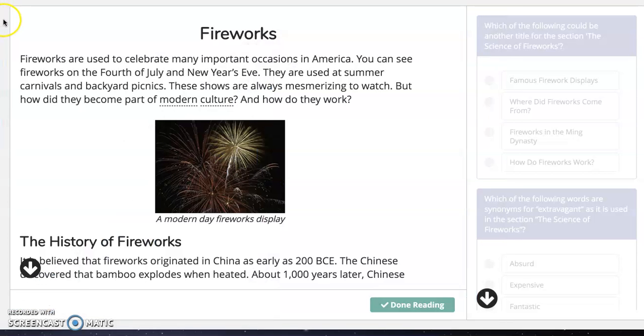So let's go ahead and look at what we're going to be reading today. It is called Fireworks. We're going to be looking at some fireworks. We're going to go ahead and get started.